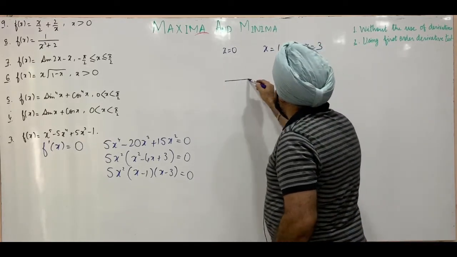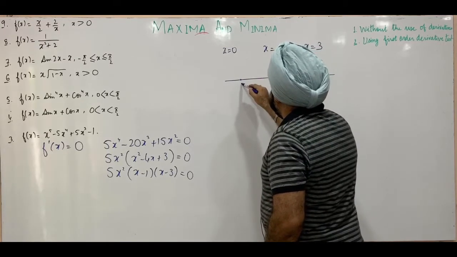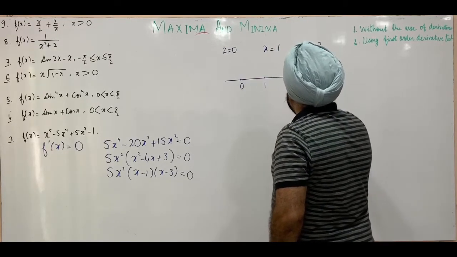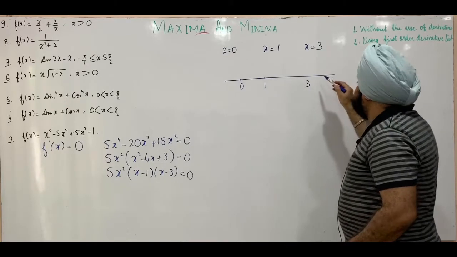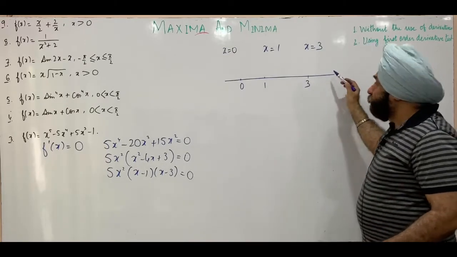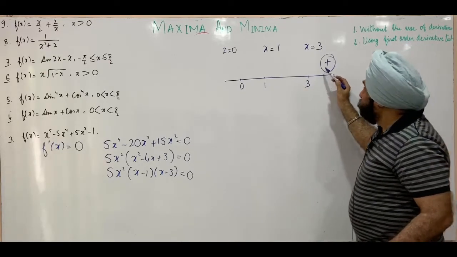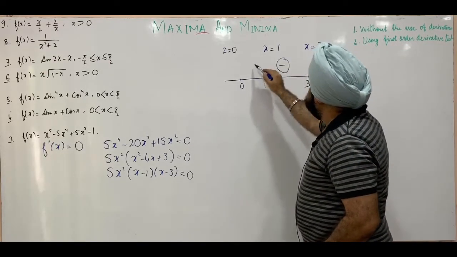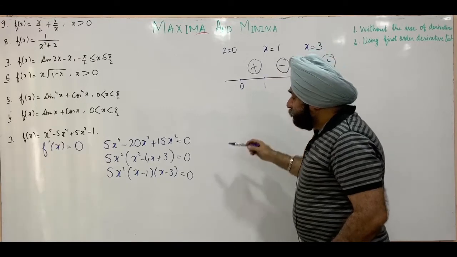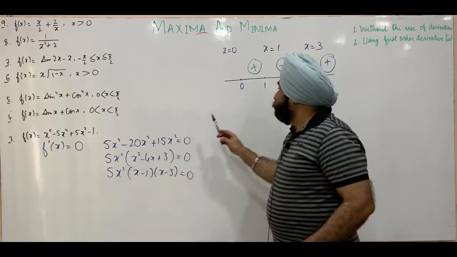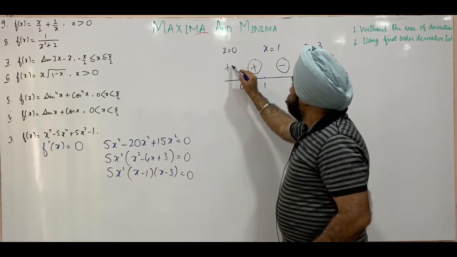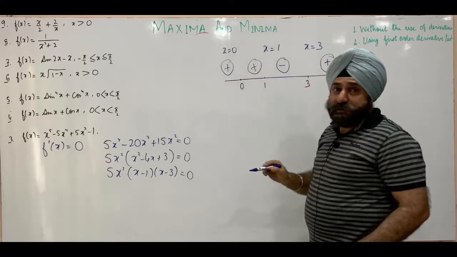We draw the number line, mark the critical points 0, 1, and 3. In the rightmost interval, using the wavy curve method, this will be a positive sign, alternately this is negative, then positive. Since this is x square, it is always positive, so the sign will not change. So after positive, this is positive.